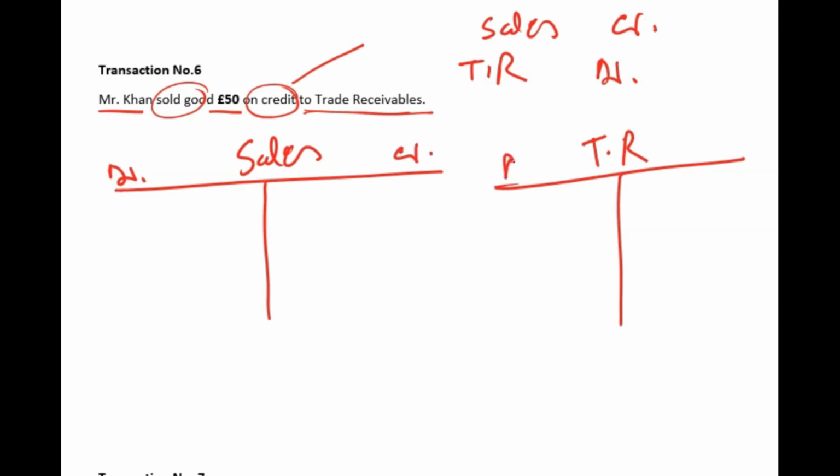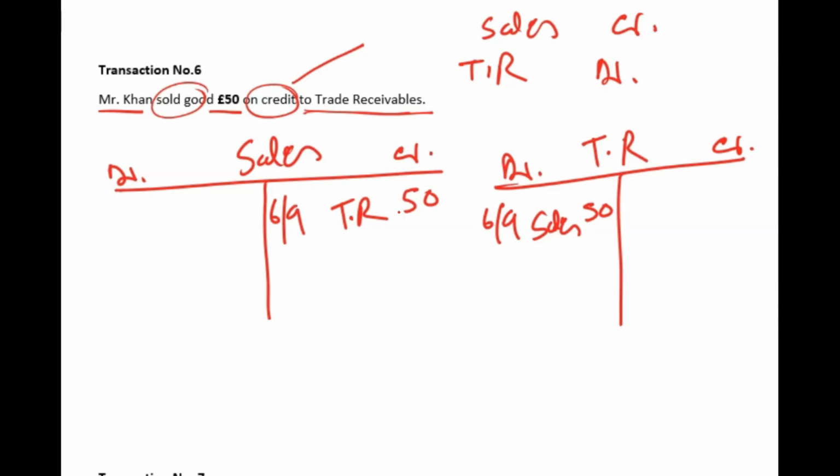DR CR. Well, what do you start with? Let's start with sales. Yeah, sales credit. Go to the credit side of the account, 50, and this took place 6th of 9 2018, and receivables are debit. We said so 50 debit, 6th of 9. Inside the details, you write opposite account's name, sales and trade receivable. Boom, your job is done.